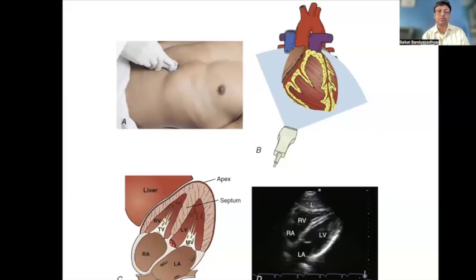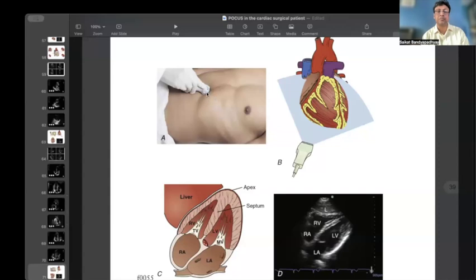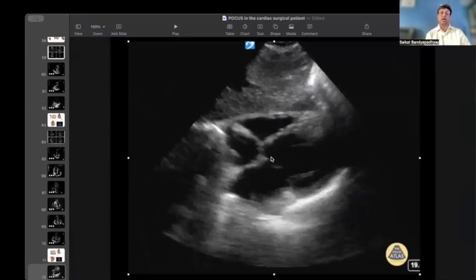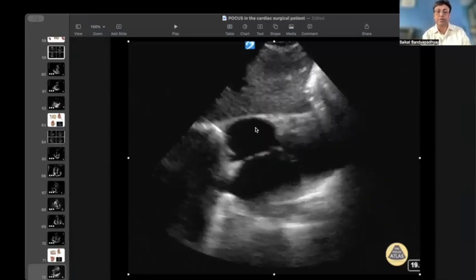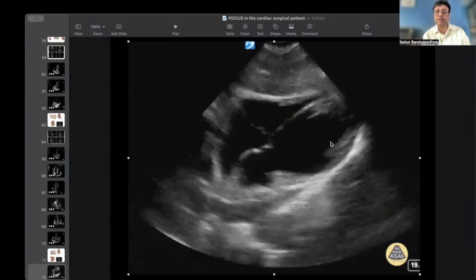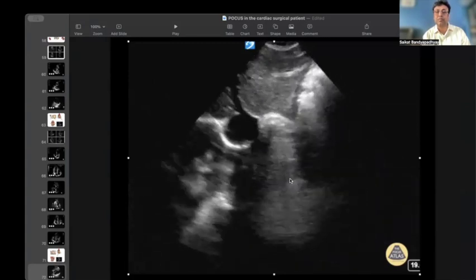So subcostal view, this is where you start. Just below the xiphisternum in the midline, your probe marker is looking towards the patient's left, and you get an image like this. You're going through the liver window, and then you can see the RV and the RA, the septum, left ventricle, and the left atrium. This is the subcostal view of the heart. RV, this is the tricuspid, this is the right atrium, this is the interatrial septum, the left atrium, and the left ventricle, mitral valve in between.